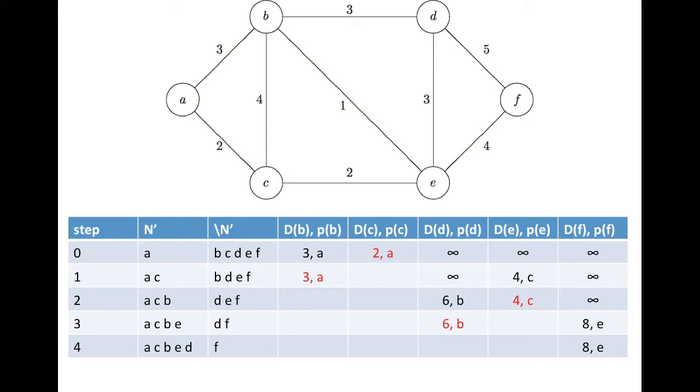Step 4. We highlight D for its shortest path. We add D to N prime column. We haven't reached node F. To get to F, we go from A to C to E and then get to F. It adds up to 8. The predecessor is E. The table is complete.